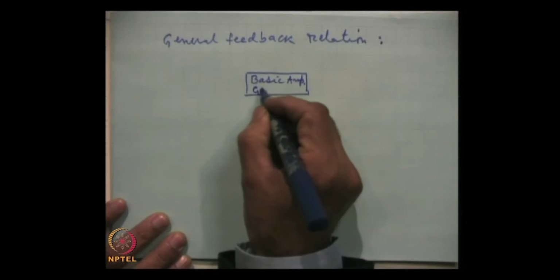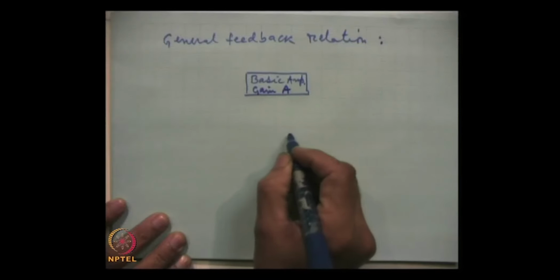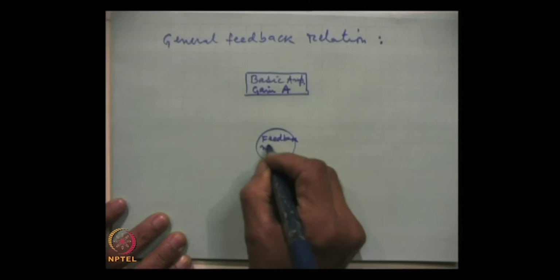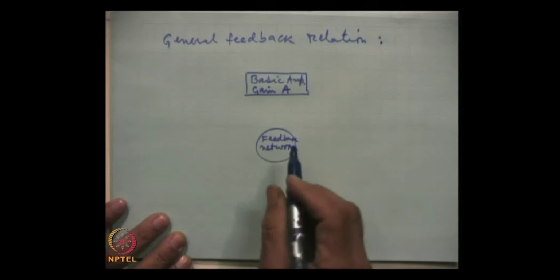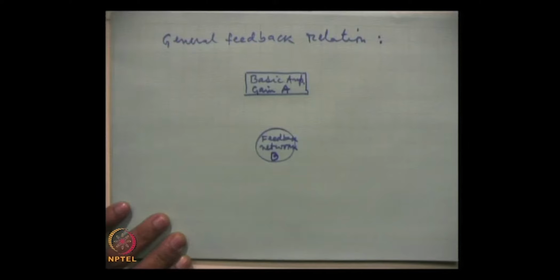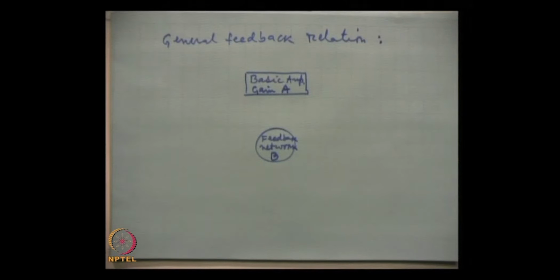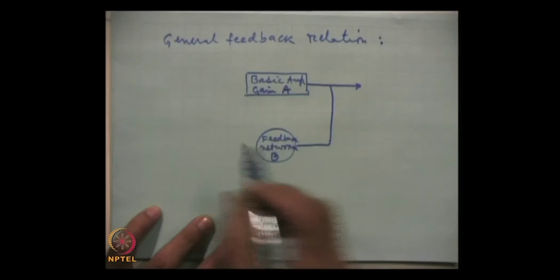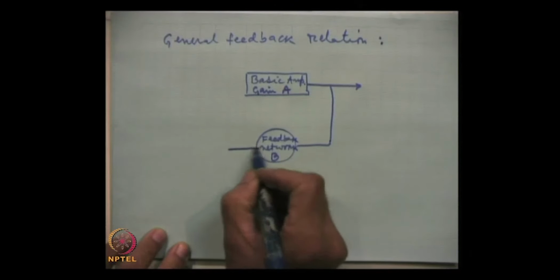Basic amplifier having gain A, and this is the feedback network, having gain B. Do not be afraid, it is not a complicated network. The feedback network will contain mostly one or two additional resistances in the circuit to incorporate the negative feedback, to meet your requirement. And here this is the output, a fraction of that is taken by this network to be fed back.